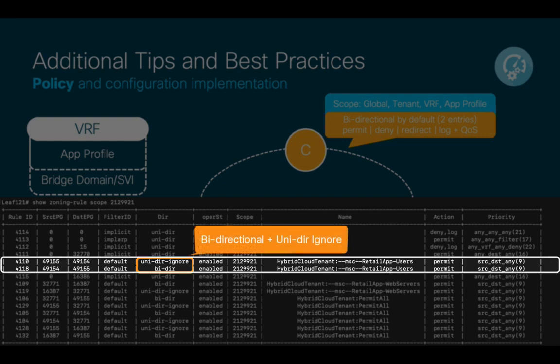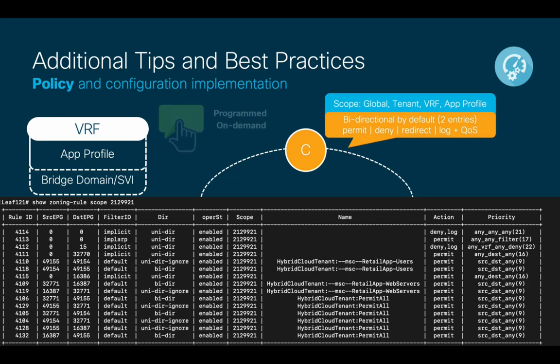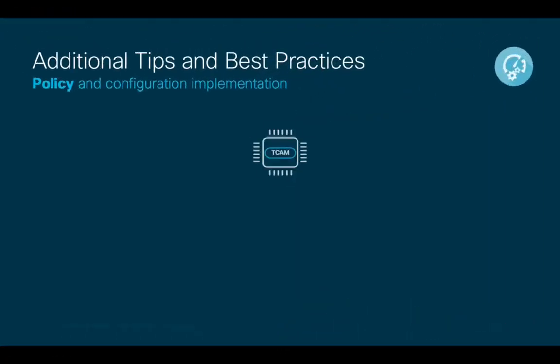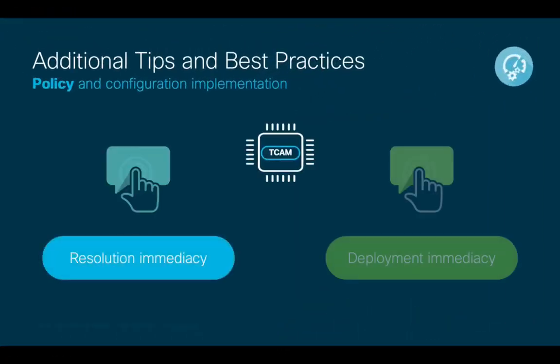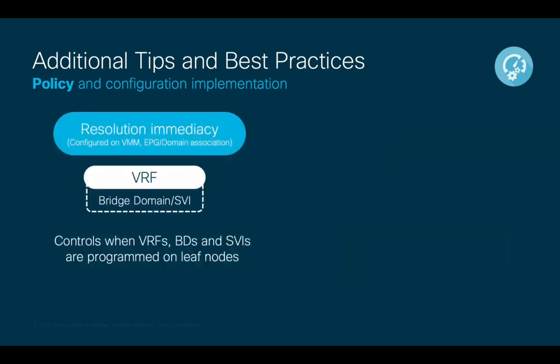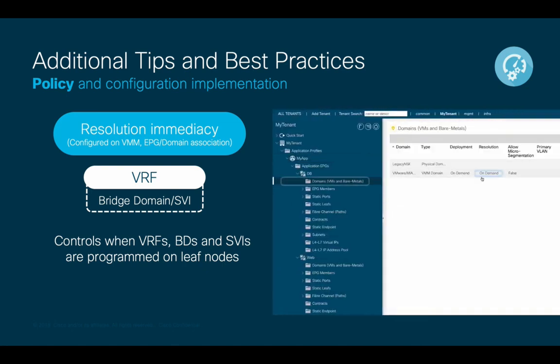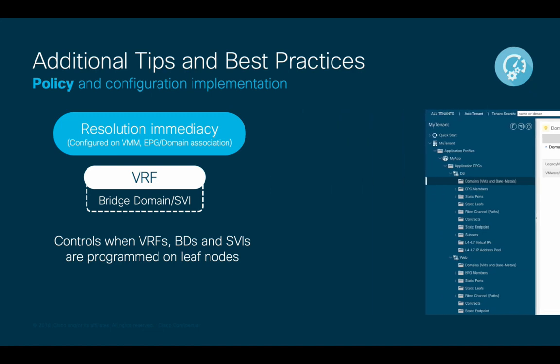By default, both network and policy configurations are programmed on every switch on demand. This means that TCAM and switch resources are consumed only when needed. ACI determines where and how to program both logical network elements and policies based on its resolution and deployment immediacy settings. Resolution immediacy controls where VRFs, bridge domains, and SVIs should be deployed, and it is configured when associating a VMM domain to an EPG. Keep in mind resolution immediacy has no effect on physical domains, as they will always be resolved immediately.